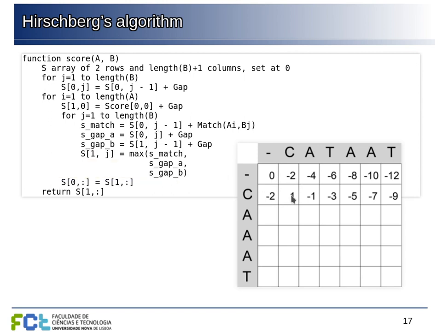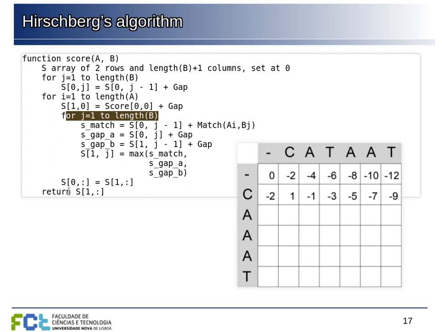So this would give us -4, this one -4. Since this C is equal to that C, we count 1. So this goes from 0 to 1, and this one would be the maximum. So we have the match there. And now we keep doing this all the way until we reach the end of sequence B.